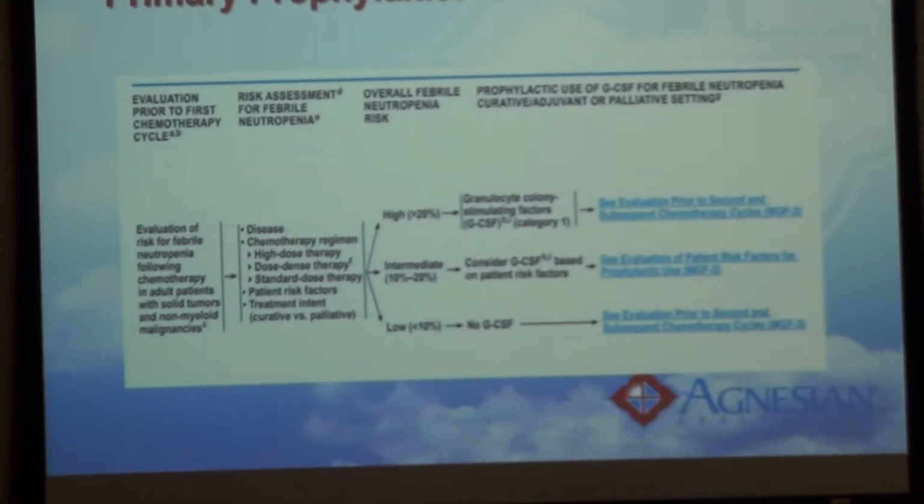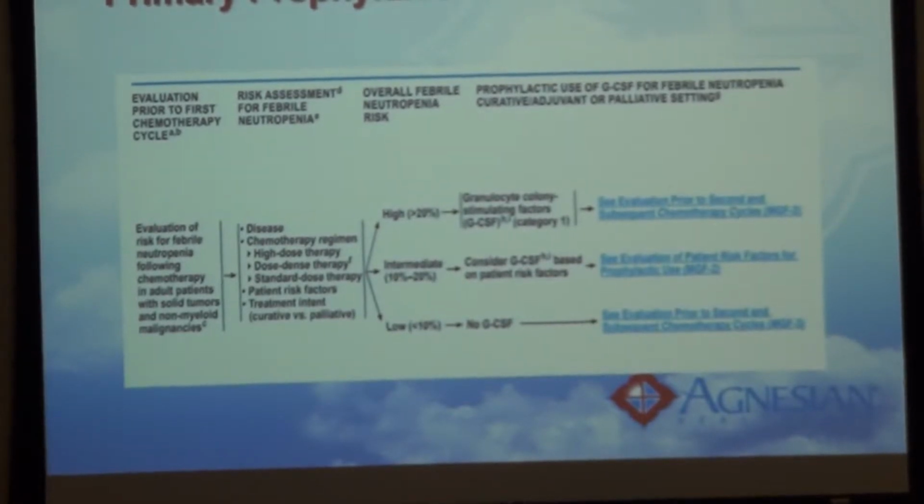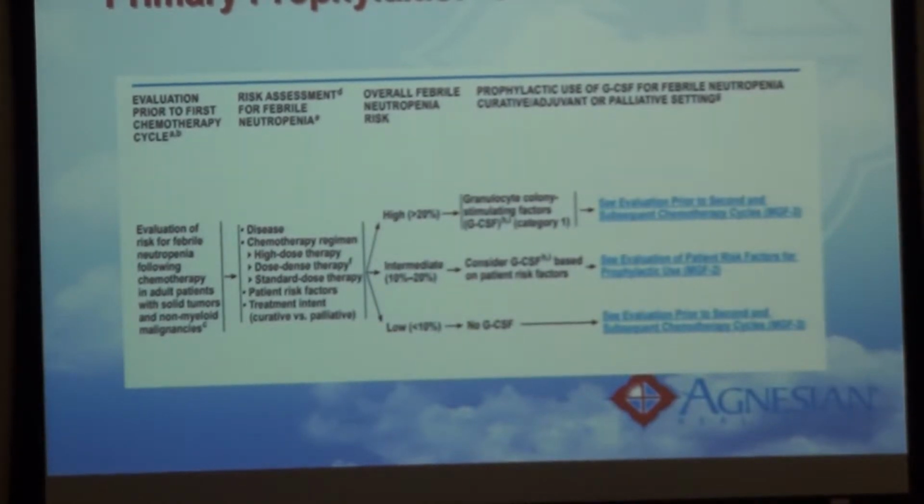NCCN does a really nice job of laying out a stratification as to who needs to get G-CSF and who doesn't. In the patient trials that had greater than 20% febrile neutropenia, we recommend giving this G-CSF. In that 10 to 20% range, it's kind of questionable, but they do give additional guidance on that. And for less than 10%, we don't have to give it. That's a low incidence. Again, this is primary prophylaxis.